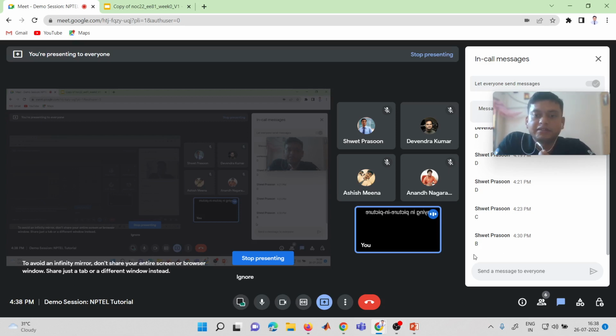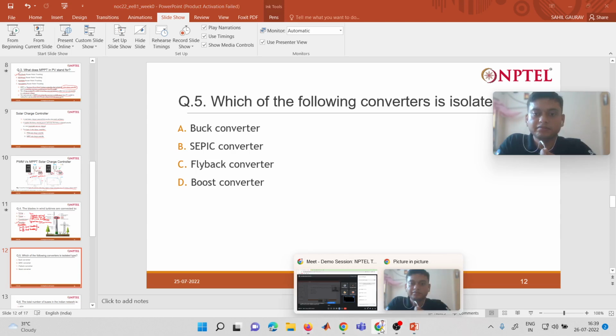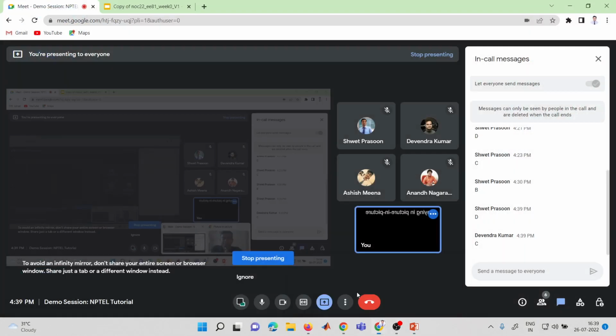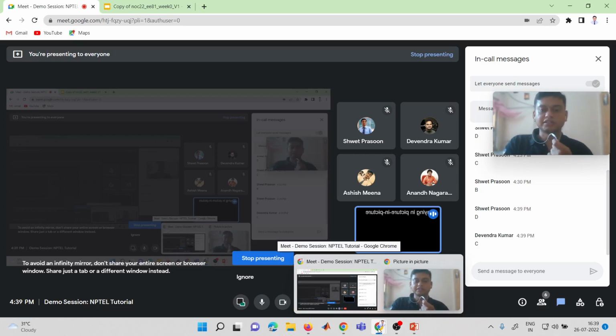So just try, it might be wrong or correct, but you should try that. The question is, which of the following converters is isolated type? A option is buck converter, B option is SEPIC converter, C option is flyback converter, D is boost converter. Okay, thank you. Some students have given the answer, and I can see that they gave the correct answer.